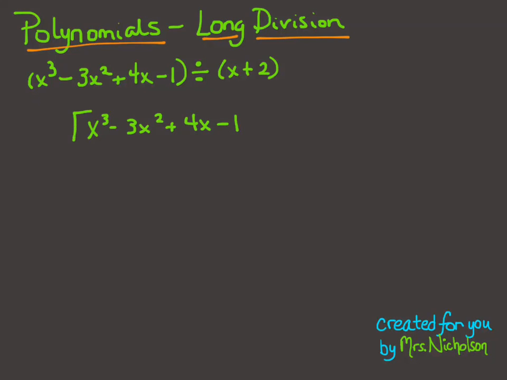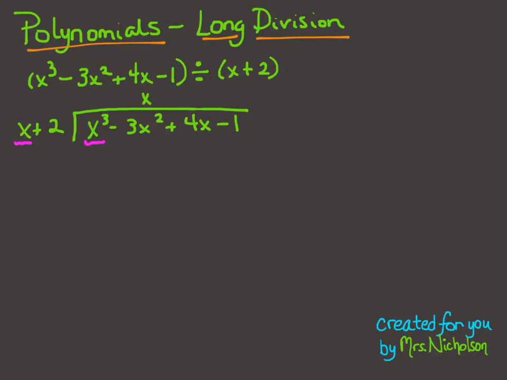So I have my polynomial, x cubed minus 3x squared plus 4x minus 1, and I'm going to put that under the dividing bar, and I'm going to put x plus 2 on the outside. Now when I look at these two things, I'm looking at the first term in each polynomial. And the question that I need to ask myself is, what do I multiply times x to get x cubed? Well, I know if I multiply x times x squared, that would give me x cubed.